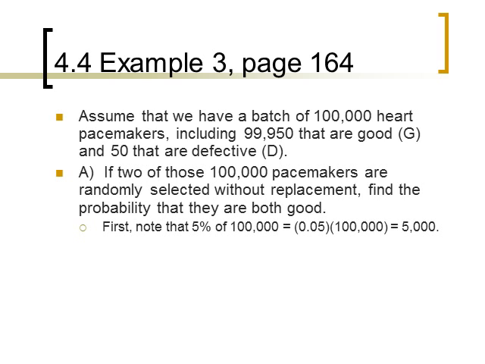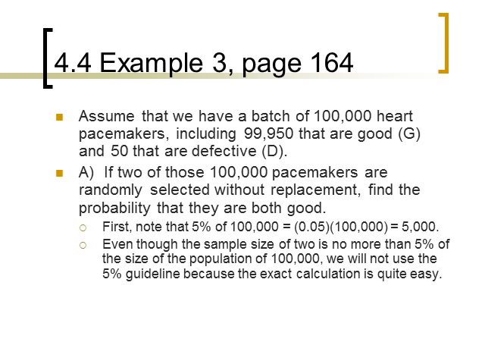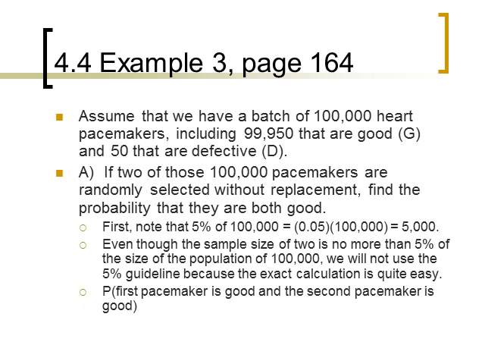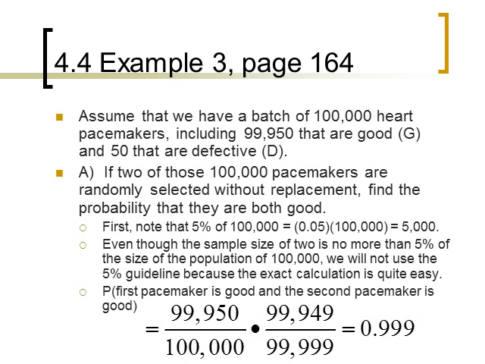So first, note that 5% of 100,000, and we're choosing 5% because of that 5% guideline. If we take 5% of 100,000, we multiply 0.05 by the total, and we get 5,000. So even though the sample size of 2 is no more than 5% of the size of the population, we will not use the 5% guideline because this calculation would not really fit the bill of being cumbersome. It's actually quite easy.